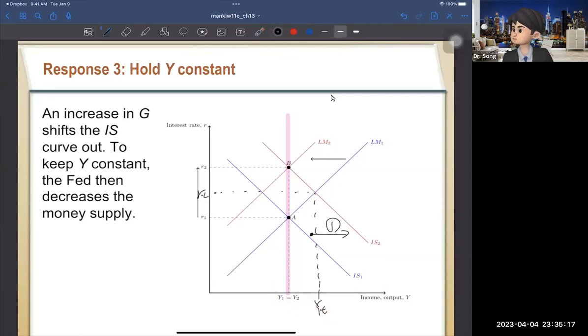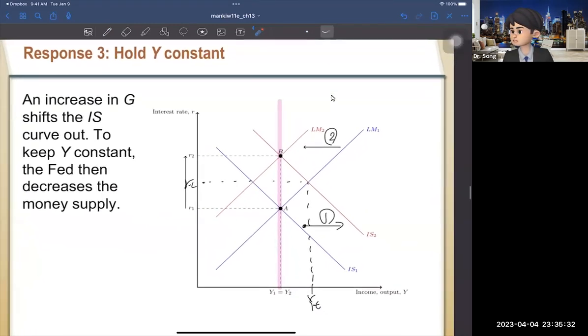What they need to do is implement contractionary monetary policy, shift this LM curve to the left, then they can achieve the same amount of output as before. But we're going to have the higher interest rate R2. Okay? That's the three different scenarios.